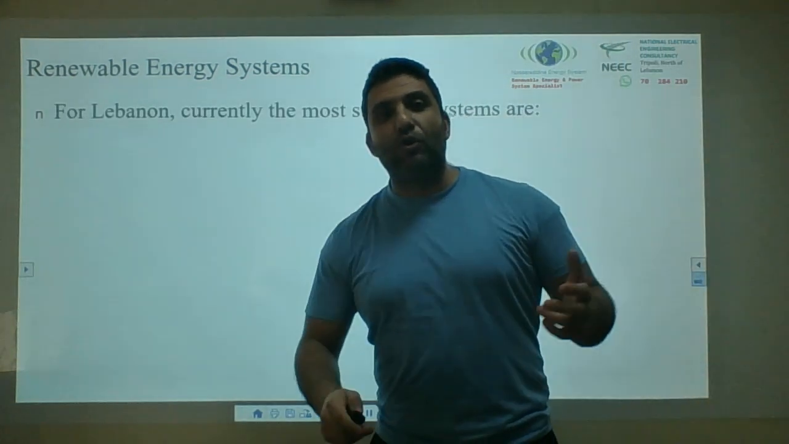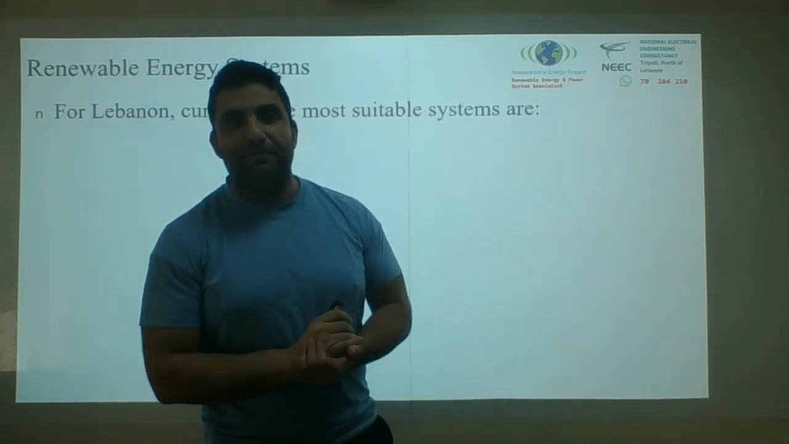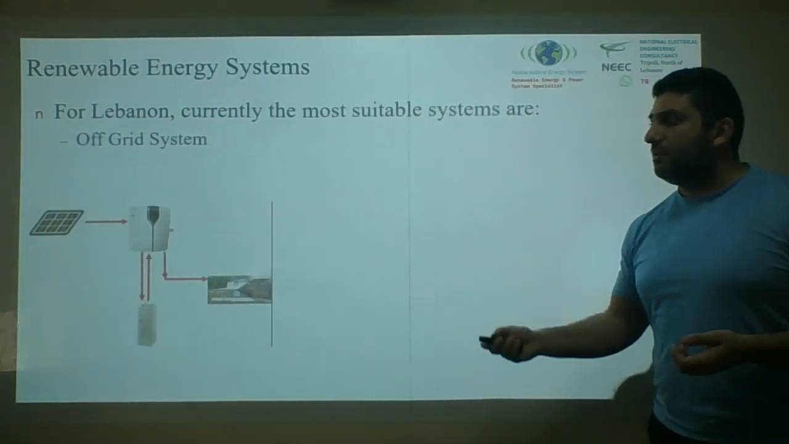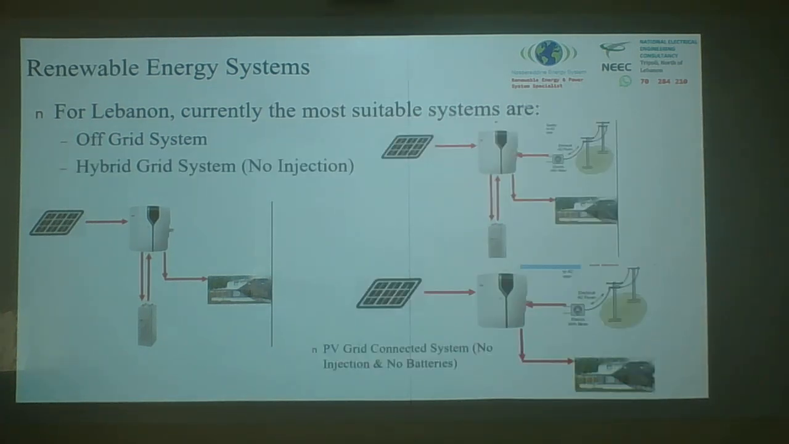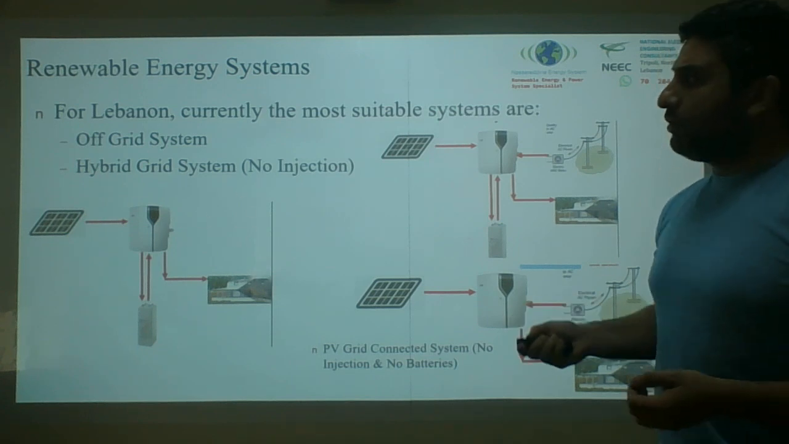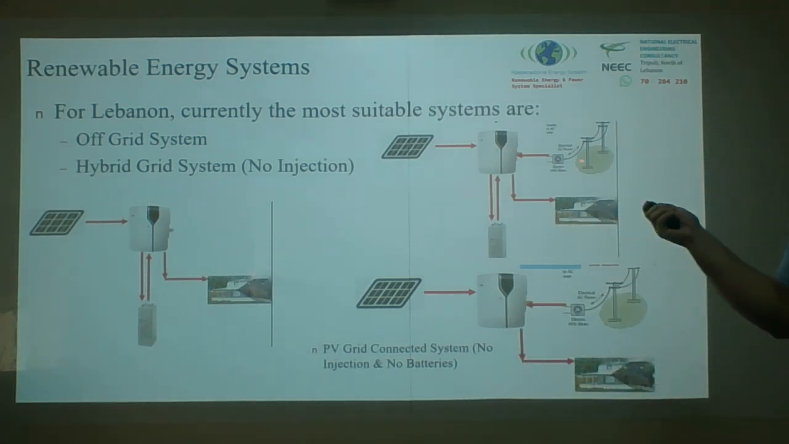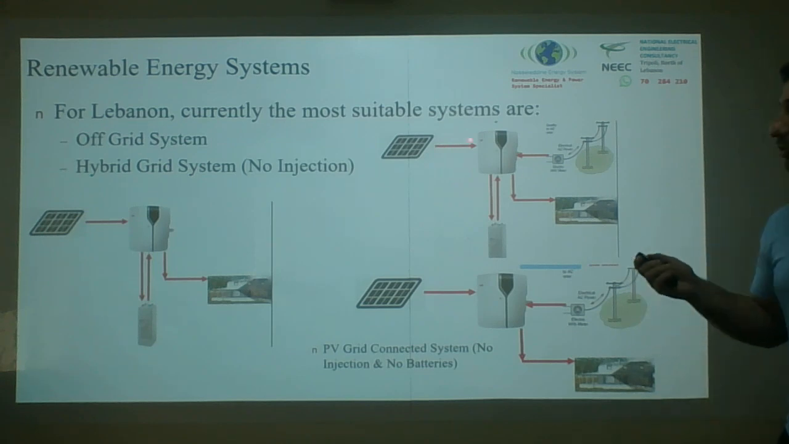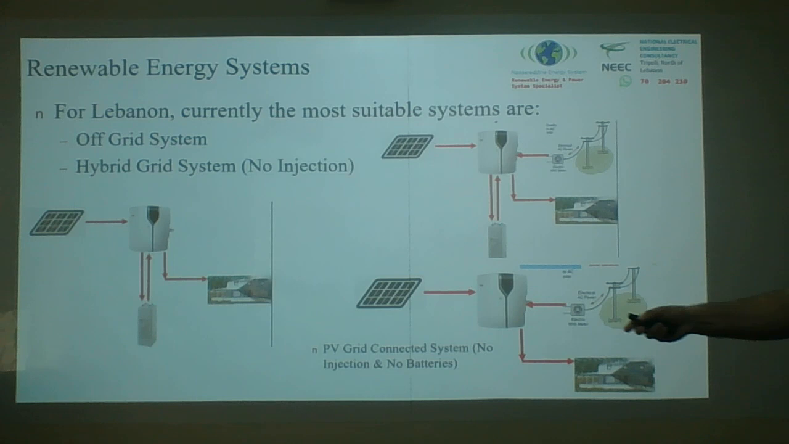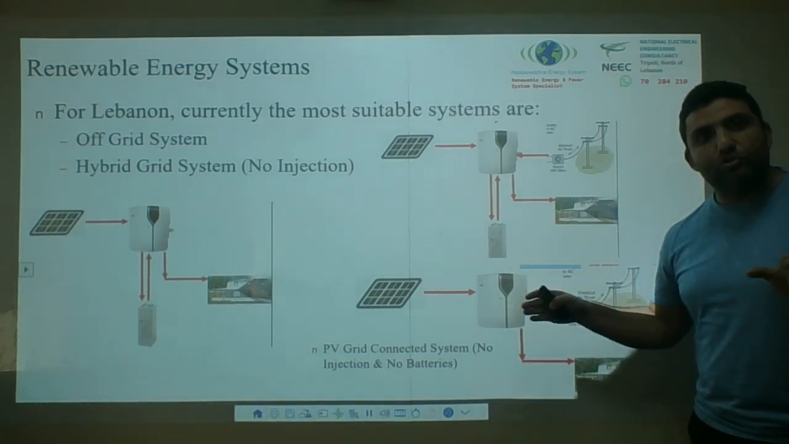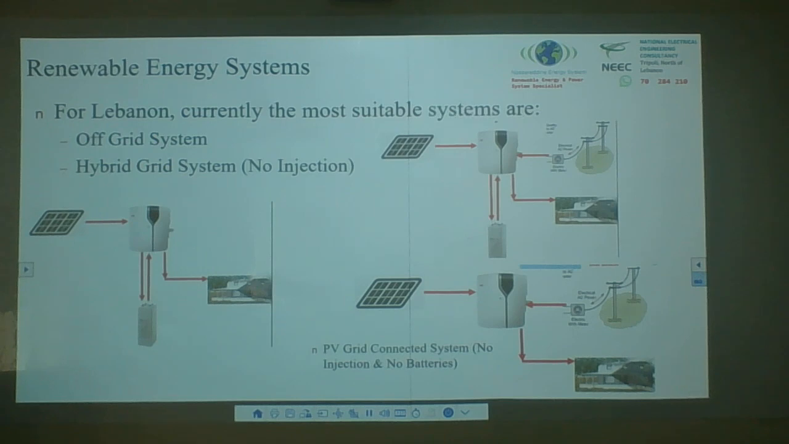I want to focus on the country of Lebanon. These are suitable for Lebanon. These are the three systems. When you have a power outage, you have to be careful. Do not feed to the grid, because when it is turned off, if you don't have the proper protection, you will damage your system and your grid. Also, a large number of grid-connected inverters don't have the capability to start without a grid connection.